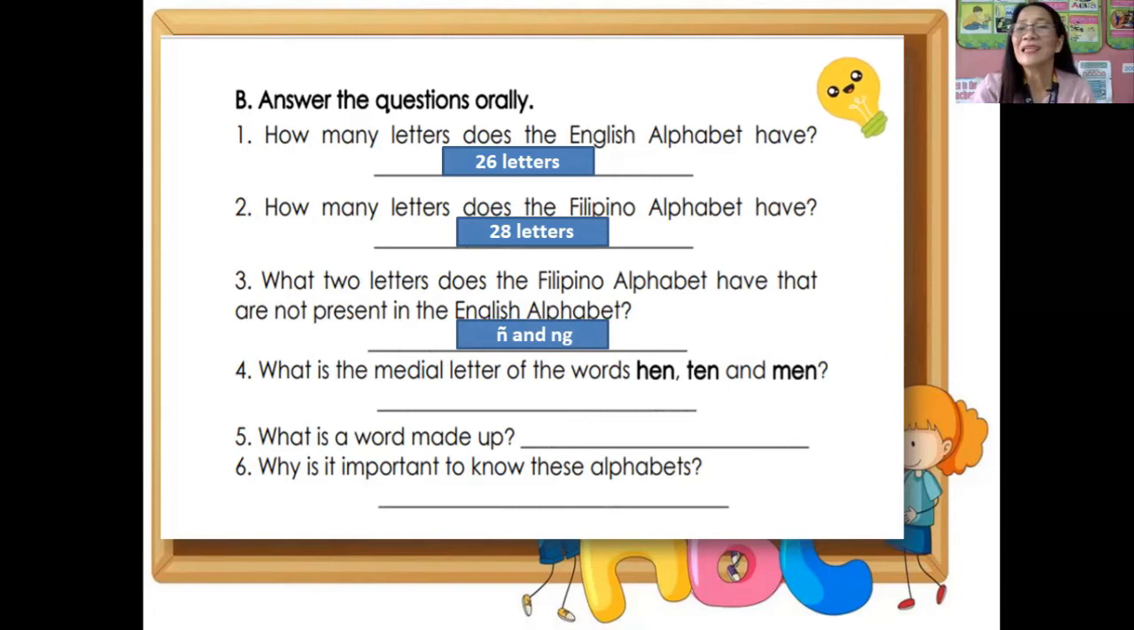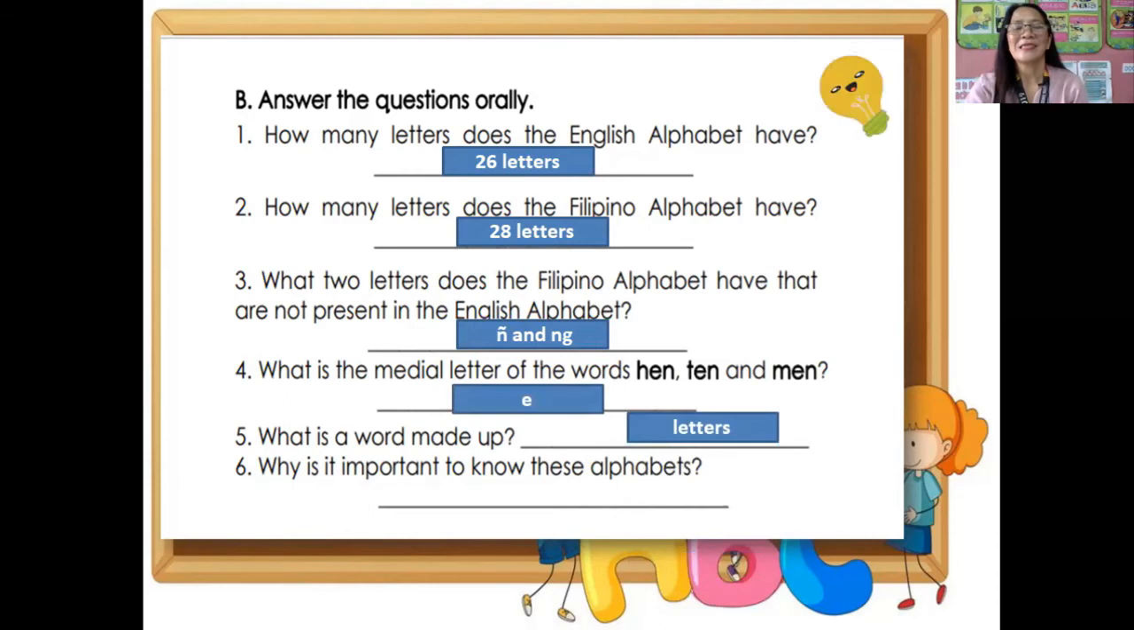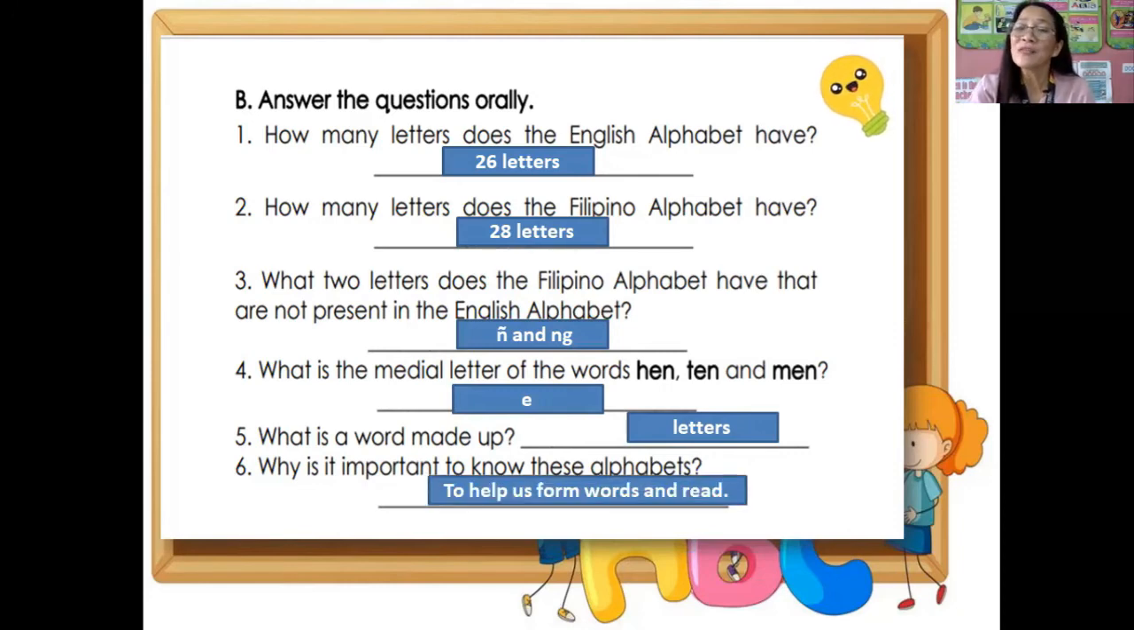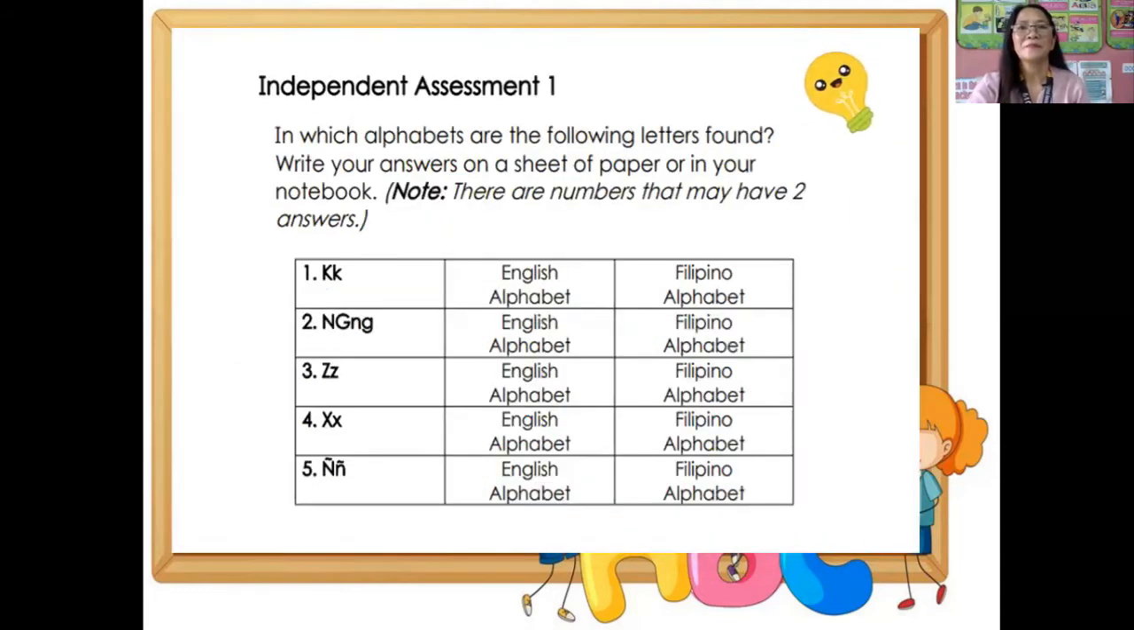What is the medial letter of the words hen, ten, and men? It's medial E. For number 5, what is a word? A word is made up of letters. For number 6, why is it important to know these alphabets? To help us form words and be able to read them.